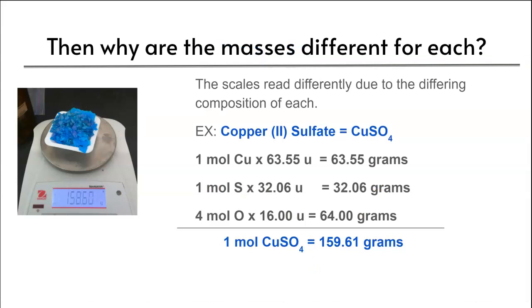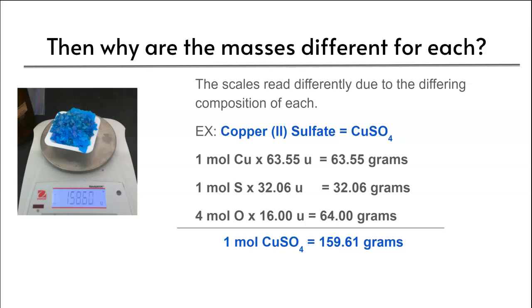So why are there different masses? Copper sulfate is made of copper, sulfur, and oxygen. And to get that value of close to 159.61 grams, we have 1 copper, 1 sulfur, and 4 oxygens in every formula unit for the compound.